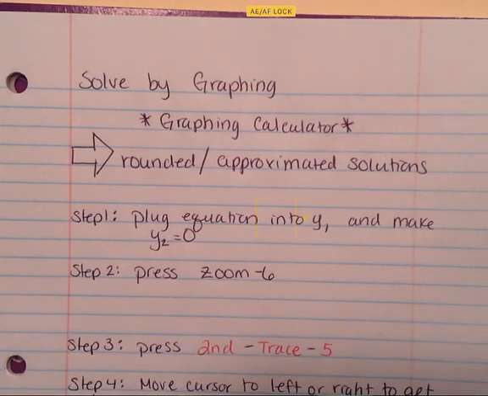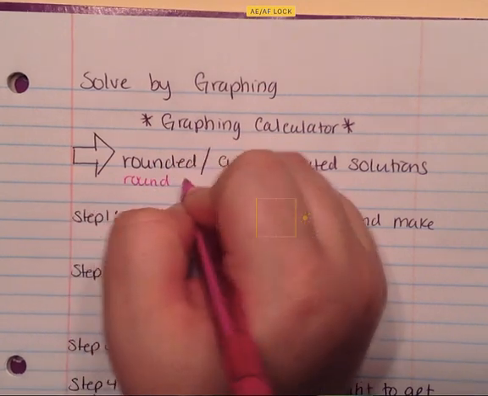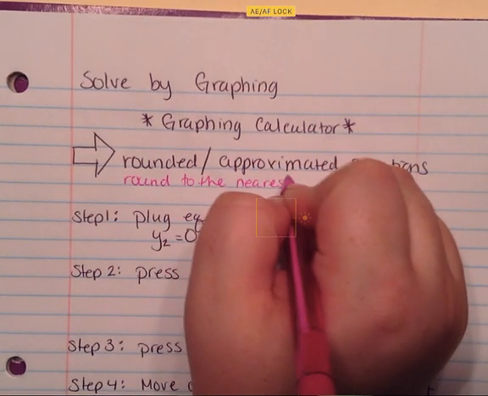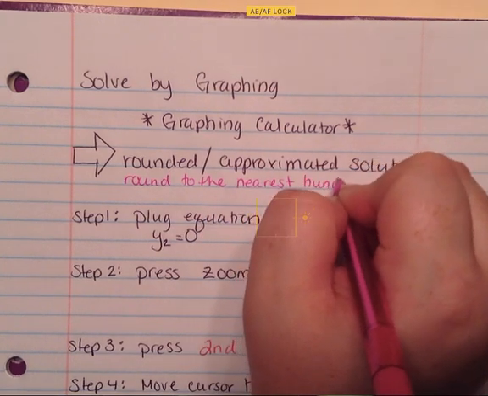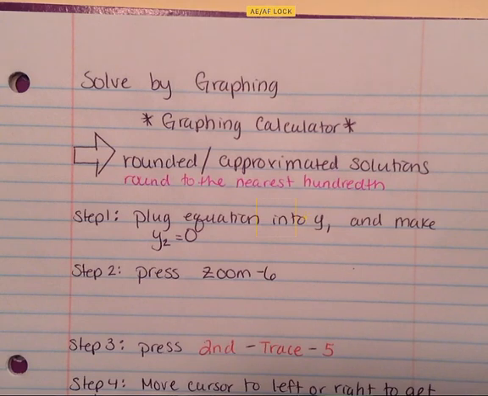So whenever you have solutions that are not whole numbers or integers, what you want to do is round to the nearest hundredth. So that's going to be 2 decimal places.